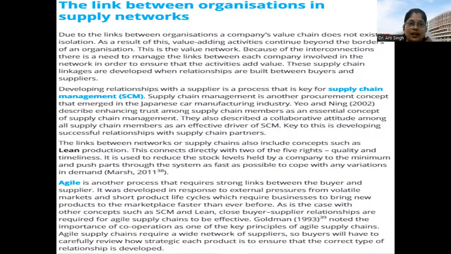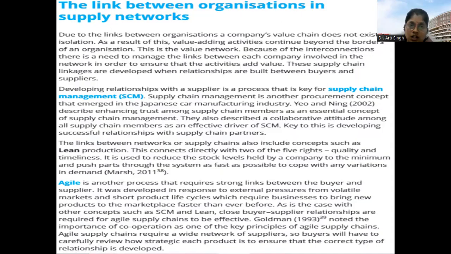Now, coming on to the link between the organization and the supply chain. There should be a link between the organization and the supply chain network. Due to the link between the organizations, the company's value chain does not exist in isolation. As a result, the value-adding activities continue beyond what we call the borders of the organization. That is why the value network is much more important for an organization.